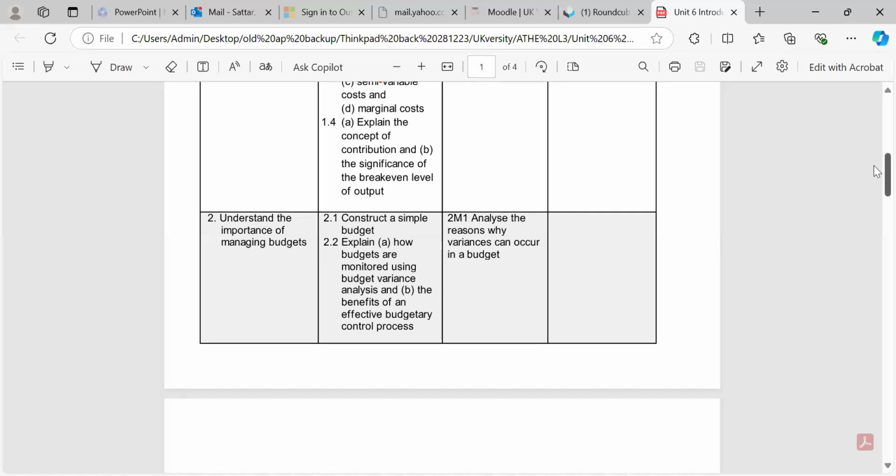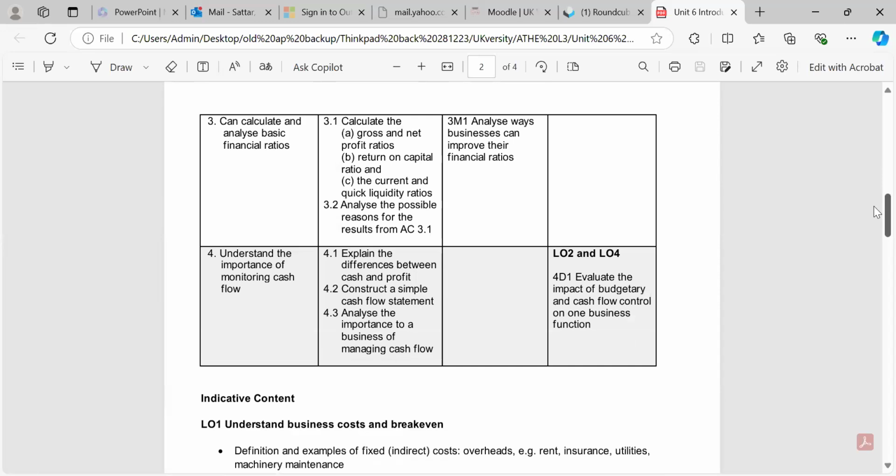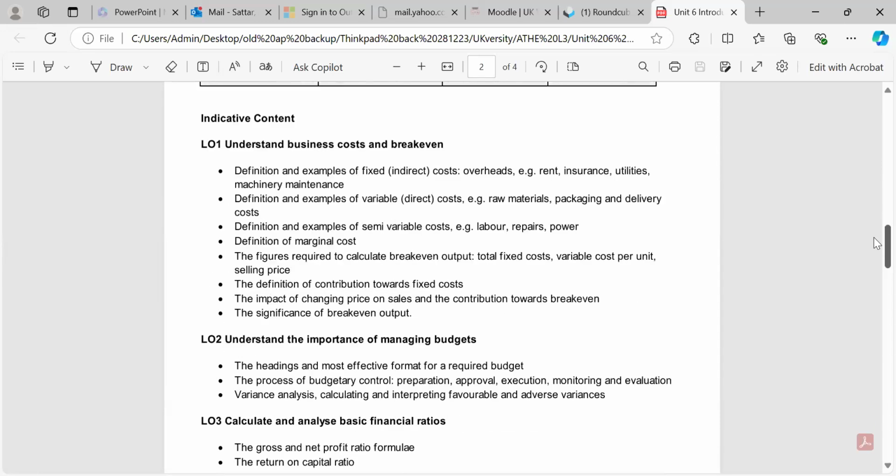LO2, which we'll go through in the next lesson, is the importance of budgets. Then we'll go through how we can calculate financial ratios. And then we look at monitoring the cash flow and constructing the budget, and we'll go through the cash flows.